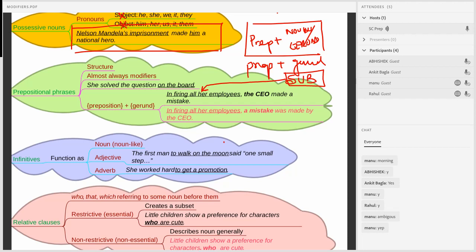If you take a look at the second sentence, in firing all the employees, a mistake was made by the CEO. The mistake is not what fired the employees. The CEO is the one who fired the employees. So the second one is going to be wrong, even if it sounds okay. Quick check. Is everyone comfortable with this? All right. I've received confirmations from everyone. Excellent. Now let's move to infinitives.